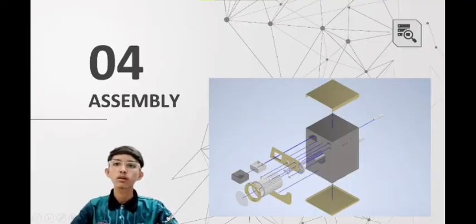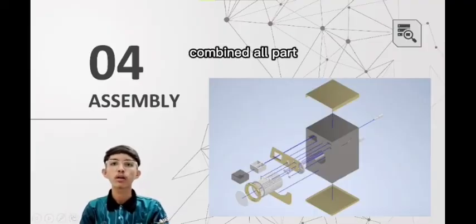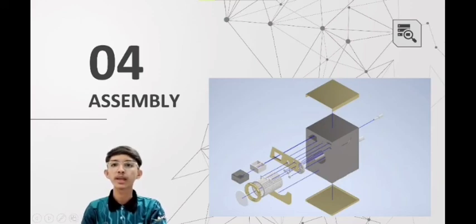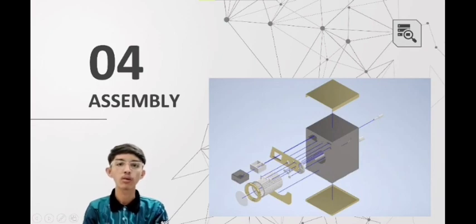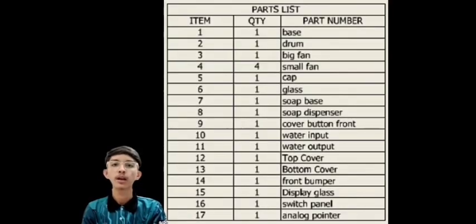Assembly is one of the steps to combine all parts that have been made to become a complete design. For example, top cover, bottom cover, and so on to make it a washing machine. There are 17 parts that have been made to produce a washing machine.